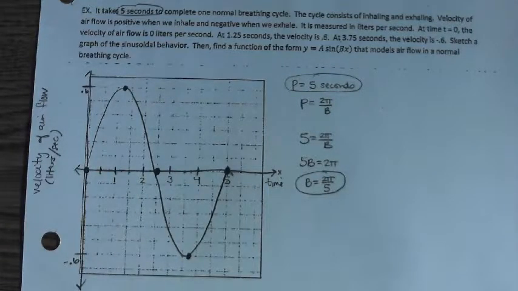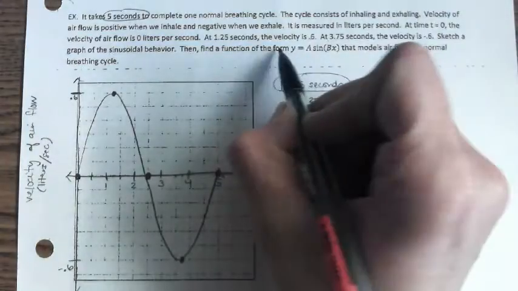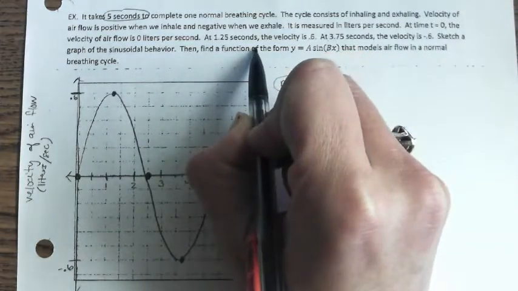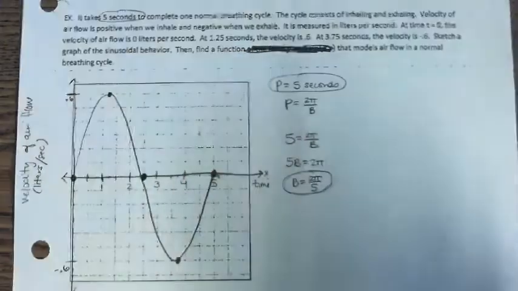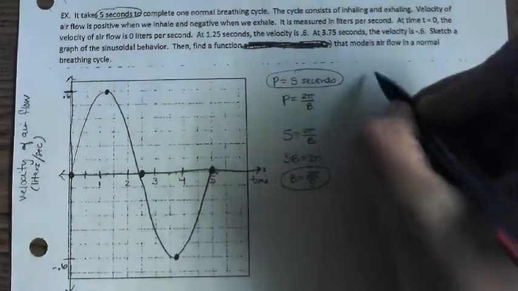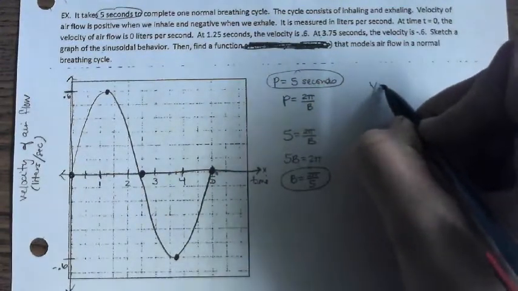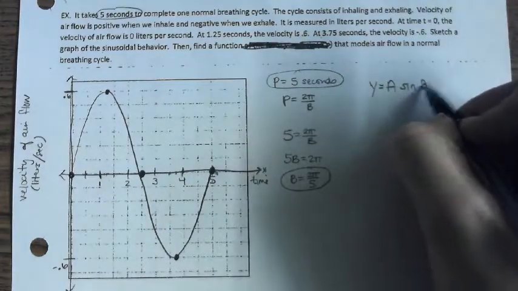Now, truthfully, they gave us too much. I would just say, find a function that models airflow. I would not tell you this. Find a function that models airflow. You should be able to tell based on your drawing and your sketch that this is a sine curve. Okay? So the format when we're writing an equation that we plug into is the same one we had been working with.